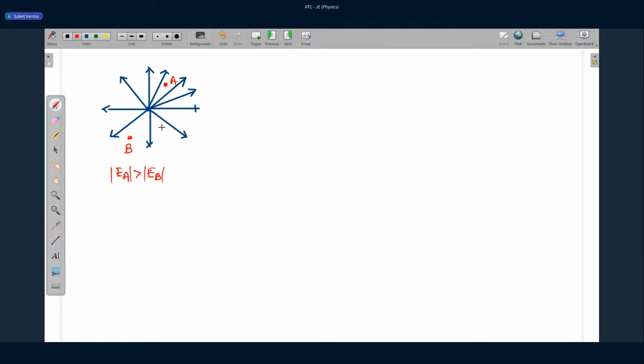Now a similar case holds with the negative sign. That was about positive charges, right? When we keep a negative charge, minus q, then all the field lines will be inward. So these are the isolated negative charges.